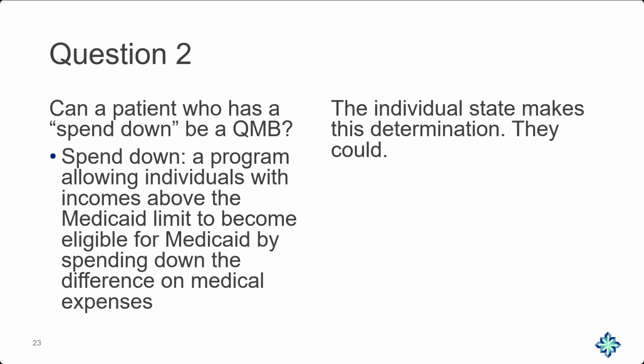Can a patient who has a spend down be a QMB? Spend down is a program allowing individuals with income above the Medicaid limit to become eligible for Medicaid by spending down the difference on medical expenses. We do not determine this. Medicare instead turns to the state and says, are they eligible based on your information? So that's when you're going to look in the system and see whether or not that eligibility check shows QMB.